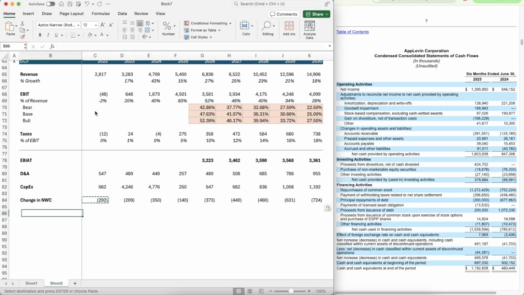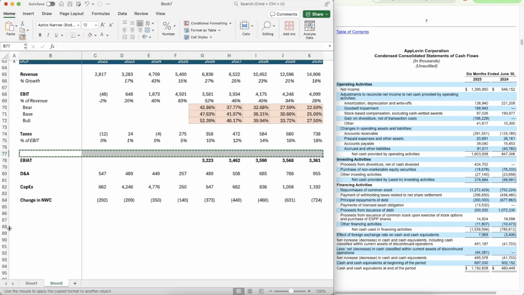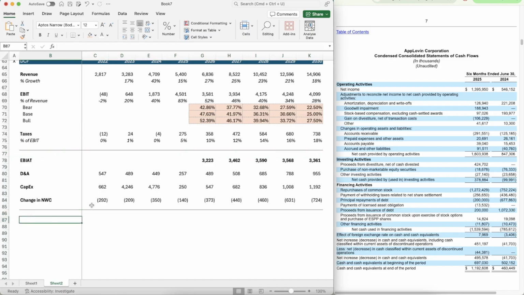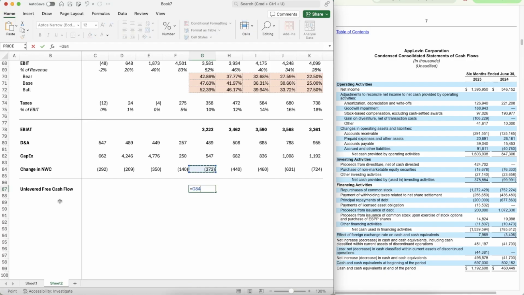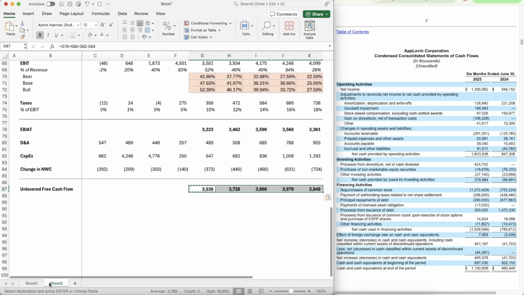There we go. Now we can calculate our unlevered free cash flow. Bold it. The way we do that, we go equals, we take the EBIT, we add back in depreciation and amortization because it's a non-cash expense, we subtract the CapEx, and we subtract the change in net working capital. But because this is a negative number, it will be positive. So there we have it.